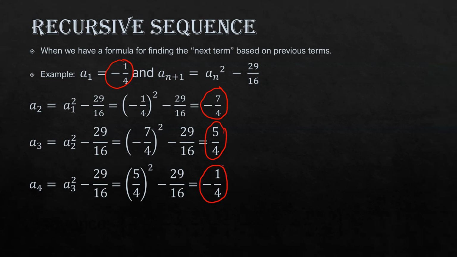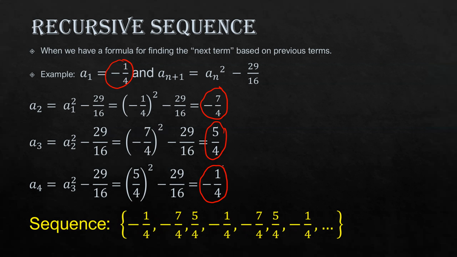-1/4. Oh, hey, look at that. We are repeating. So this sequence will repeat itself starting at -1 over 4, then -7 over 4, 5 over 4, -1 over 4, and it keeps going. Okay, so that is 2 ways that you could see sequences, right? Recursive or explicitly. And then let's take a look at sequences and series visually.